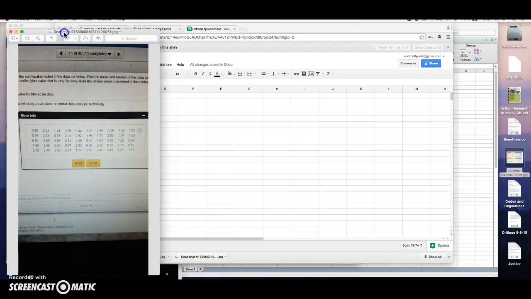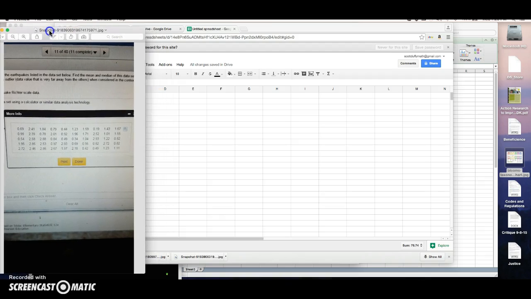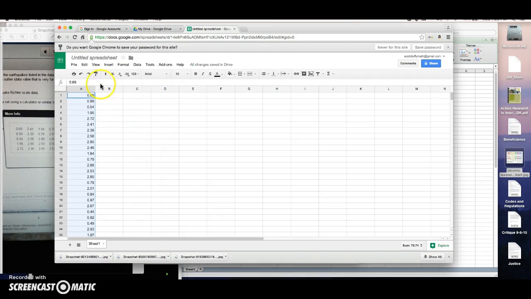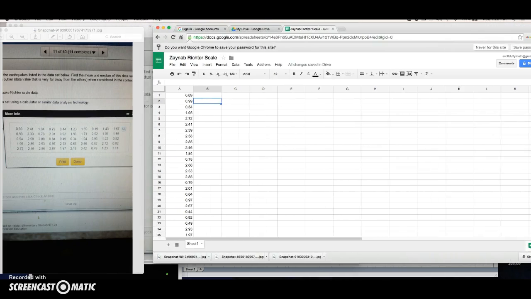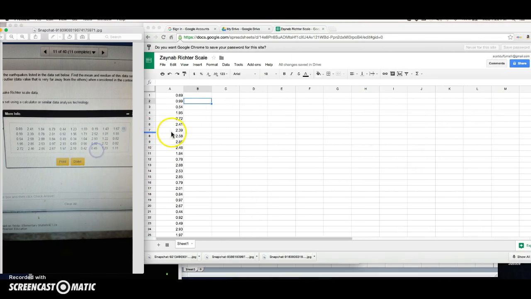right here. These are all the data sets from the Richter scale. I entered it into this untitled spreadsheet, which I will share with you. And sorry that I'm doing this all at the same time. I have to go somewhere right after this. So basically, I entered all of these into the spreadsheet, one right after another.